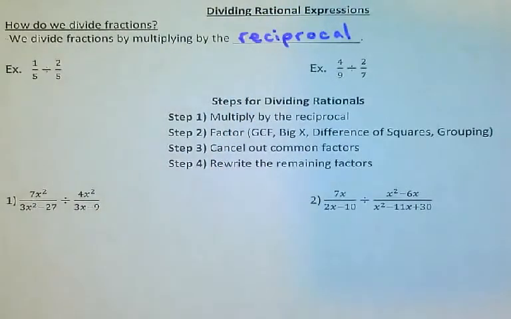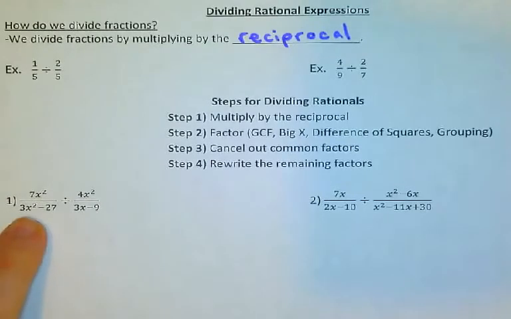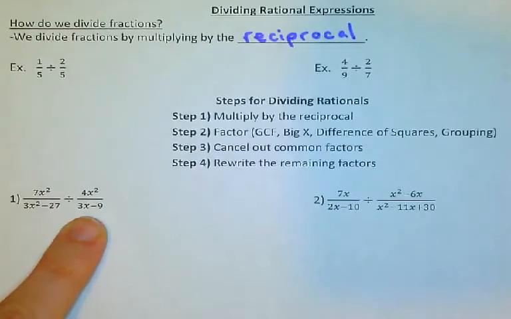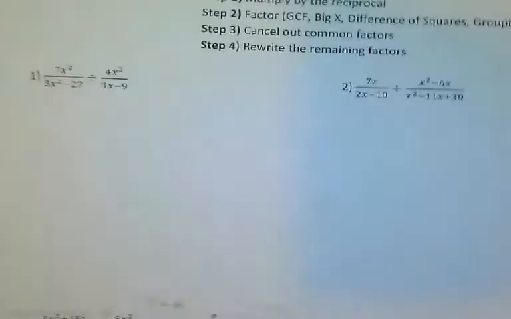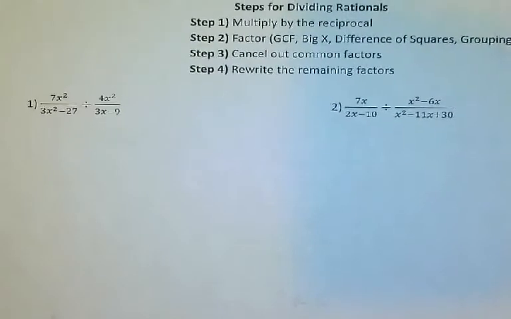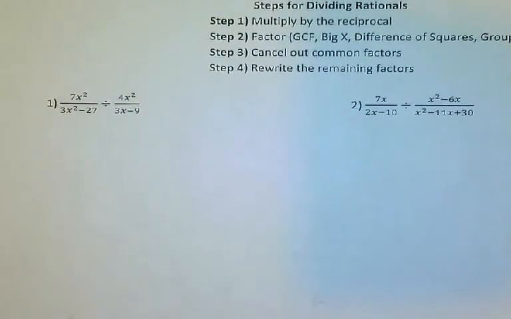Alright? So in other words, this is also where we keep, change, flip. We keep our first fraction, we change the division sign to a multiplication sign, and then we flip our second fraction. Alright? So what we're going to do is take a look at these examples down here. I'll show the steps there so we can see them. And then you guys will be set.